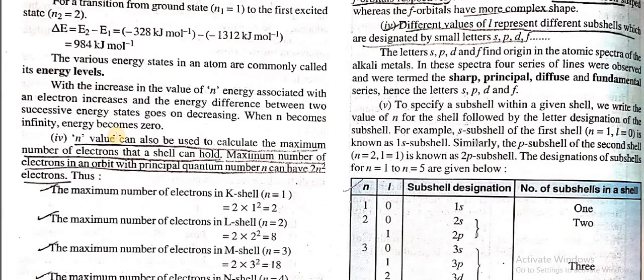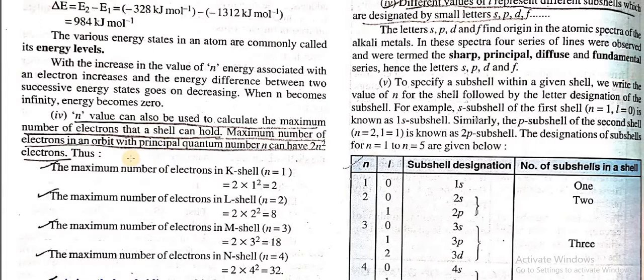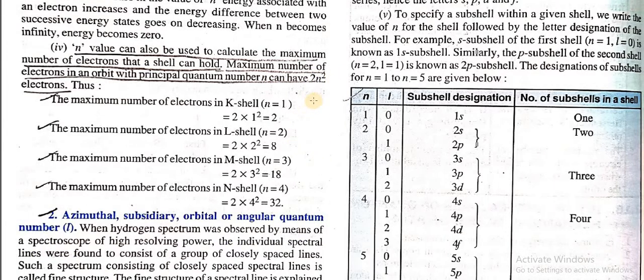The n value can also be used to calculate the maximum number of electrons that a shell can hold or accommodate. So the maximum number of electrons in an orbit with principal quantum number n is 2n² electrons. This is the general formula.